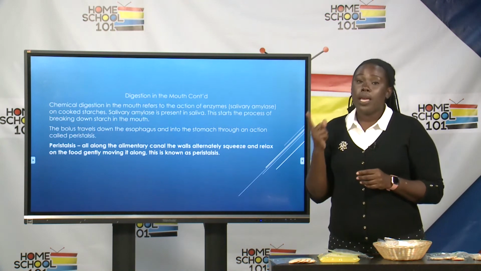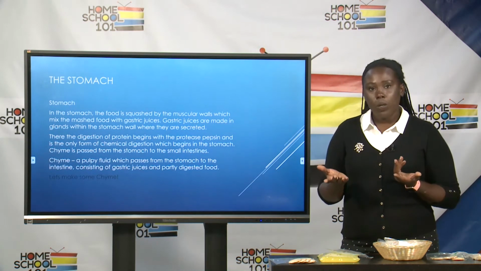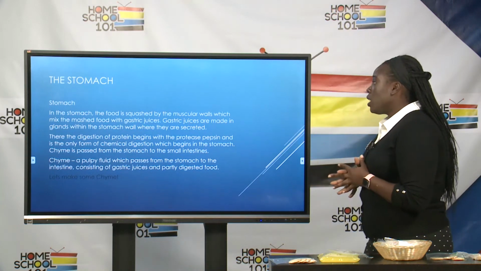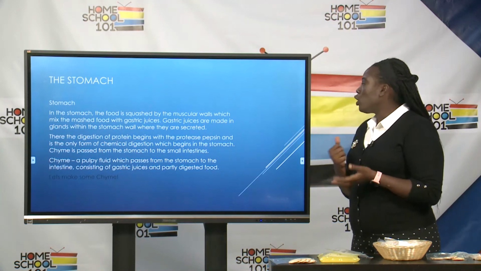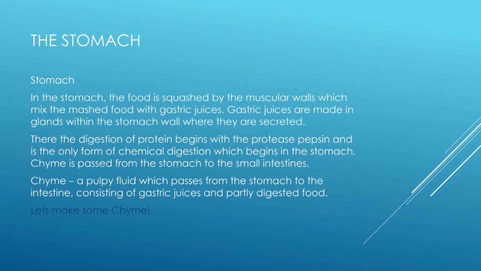Now, your alimentary canal begins in your mouth and it continues to the stomach. What happens in our stomach? Well, here in the stomach, the food is squished and squashed by the muscular walls of the stomach. And it mixes our food with our gastric juices. Gastric juices are made in the glands within the stomach wall where they're secreted. It's important for us to know that within the stomach is quite acidic. There, the digestion of protein begins with the protease pepsin and is the only form of chemical digestion that takes place in our stomach.